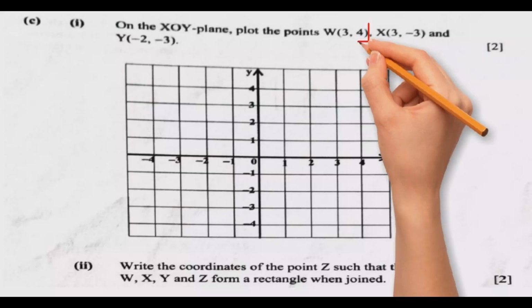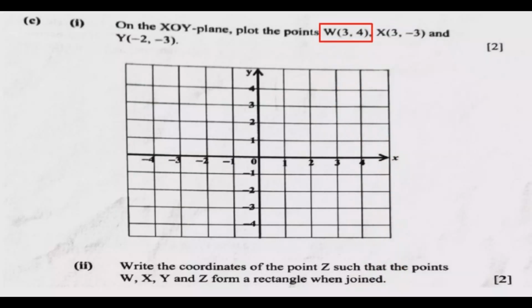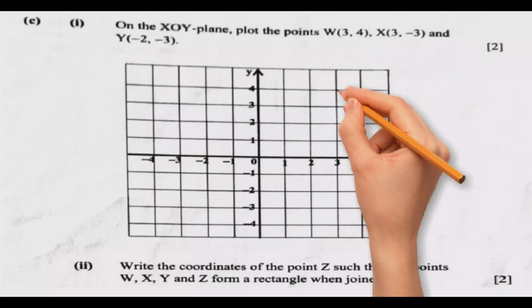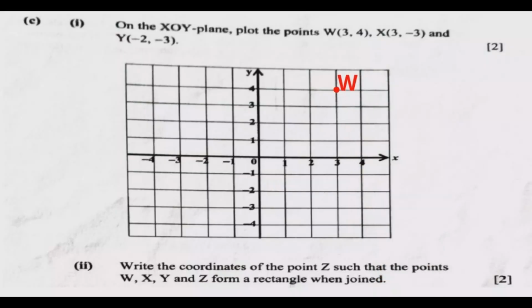Okay, so let me start with point W. When you are given the coordinates like 3, 4, they were given on W. 3 is the reading of the x-axis, and 4 is the reading of the y-axis. So first we are going to go on 3 on the x-axis, then we move up to 4, the line that is indicating 4 on the y-axis, and there we are going to put the point and name that point W.